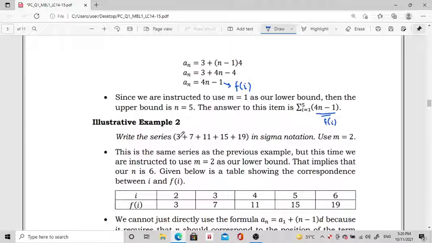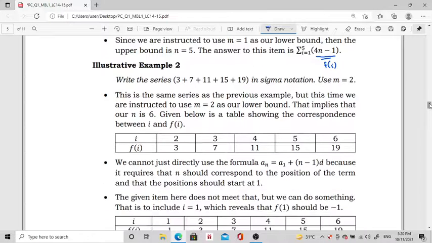this term here corresponds to 2. Kaya we start our counting at 2. So, if we start at 2, we will end at 2, 3, 4, 5, 6. So, we will end at 6. So, our end here is 6. So, that's obvious. Now, it will be more obvious if we will tabulate our information, our given data. So, 2 corresponds to 3, 3 corresponds to 7, 4 to 11, 5 to 15, and then 6 to the last term which is 19.